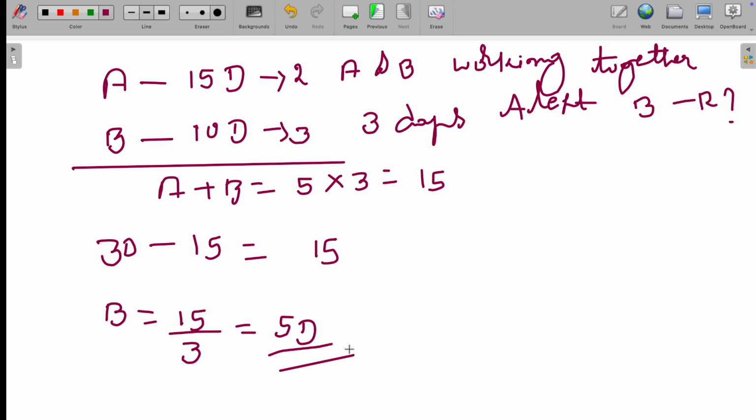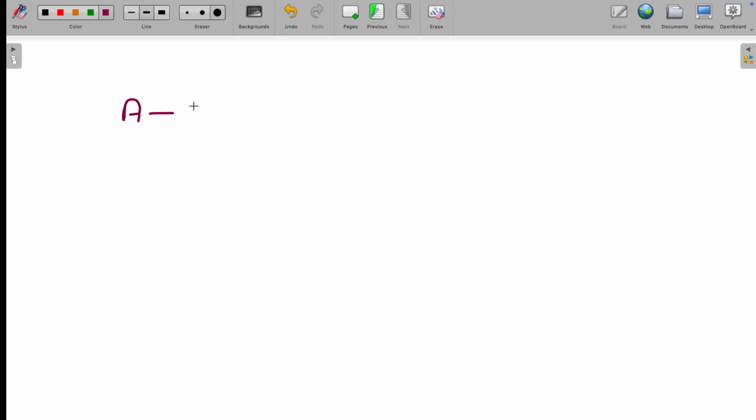This model is clear. Understood? Next concept is alternative work. What is the meaning of alternative work? Let's understand. For example, A can complete a job in 10 days. B can complete a job in 5 days. They are working alternatively, one day one person. A will do the first day, the second day B will do. How many days will they take to finish the job?